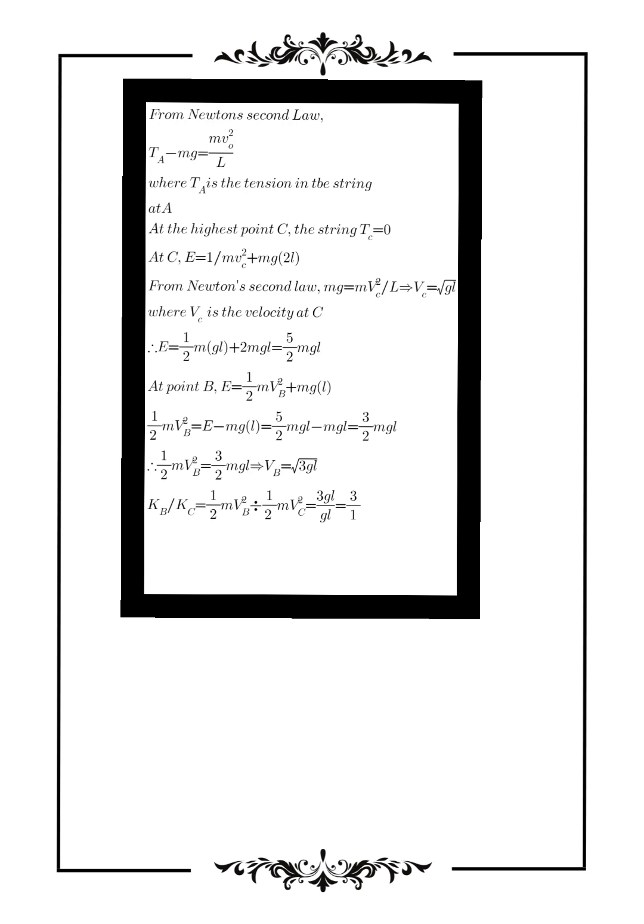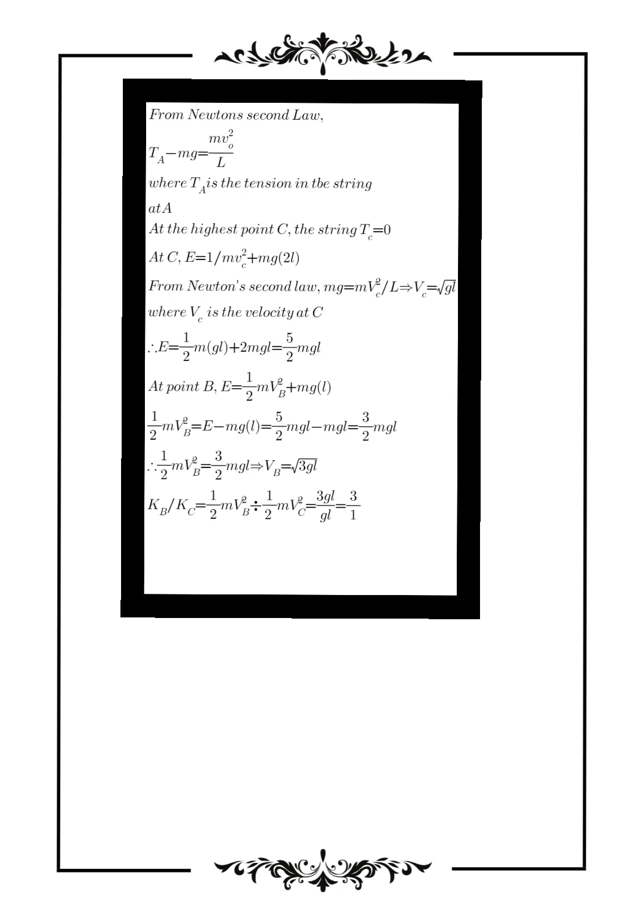But half mV0 square is equal to 5 by 2 mgL, and simplifying this, V0 is equal to root 5gL. But at B, E is equal to half mVb square plus mg into L, where Vb is the velocity at B. Therefore, half mVb square is equal to E minus mg into L. On taking this L value here, E value here, 5 by 2 mgL minus mgL, that is equal to 3 by 2 mgL. So half mVb square is equal to 3 by 2 mgL.